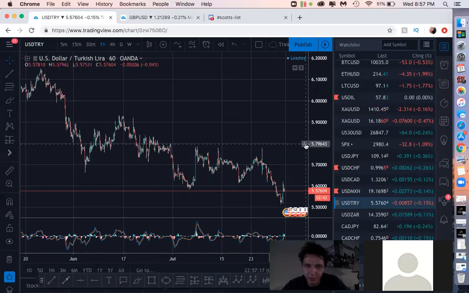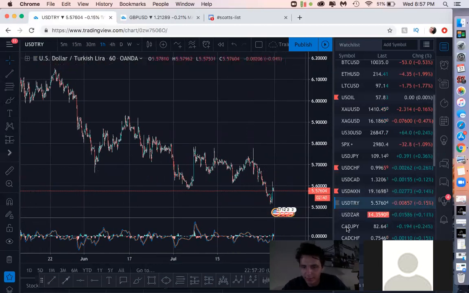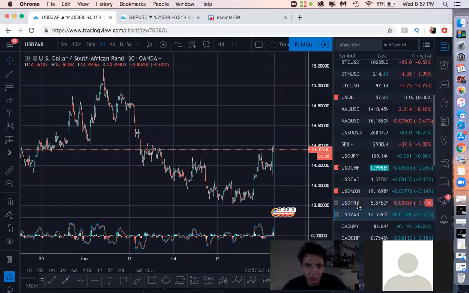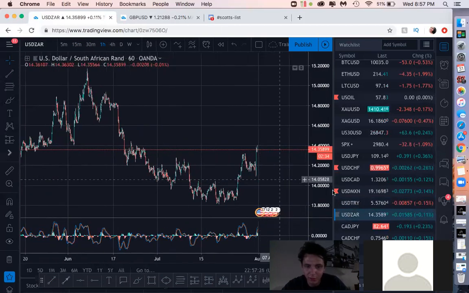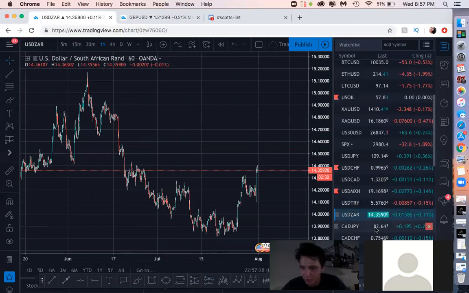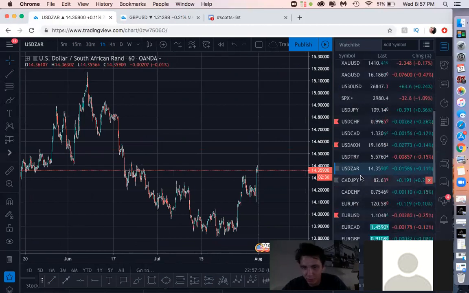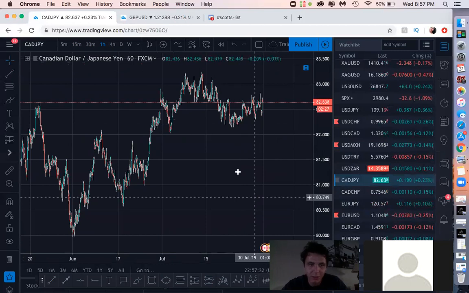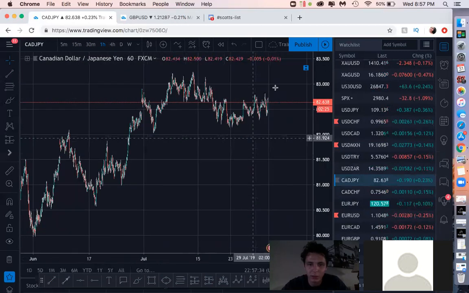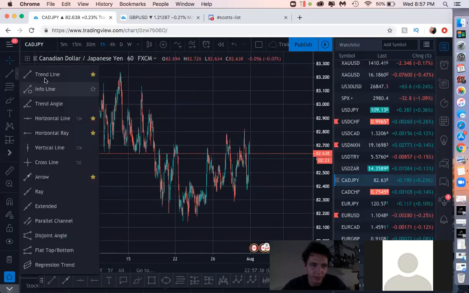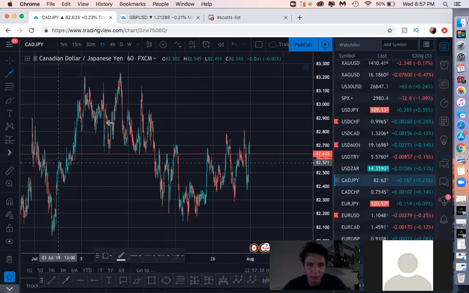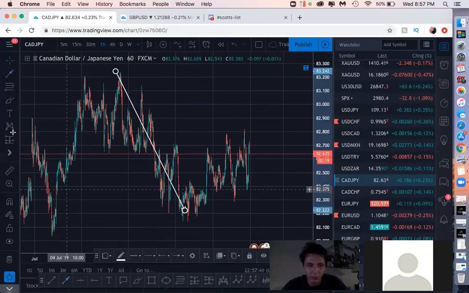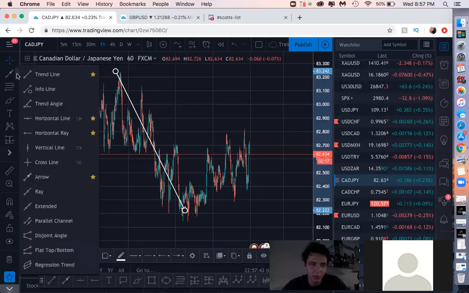Let's see, flipping through the markets. Trying to trade the Turkish lira and the South African rand not too long ago. That's just crazy. People who trade those are ridiculous. What am I seeing here? Okay, just another good example. So, impulse to our accumulation.